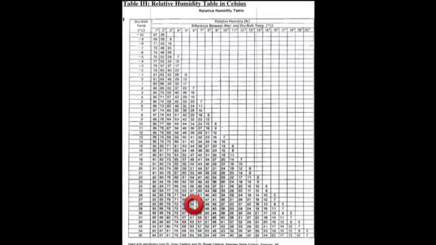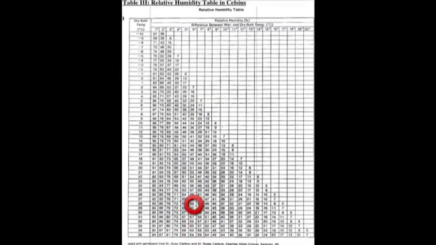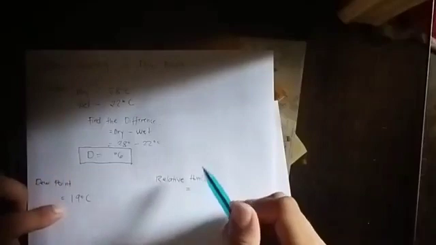Now let's go ahead and find out what would be our relative humidity with the use of our D and D. So the difference is still 6 degrees and still the temperature is 28. So the answer here is 59% relative humidity.